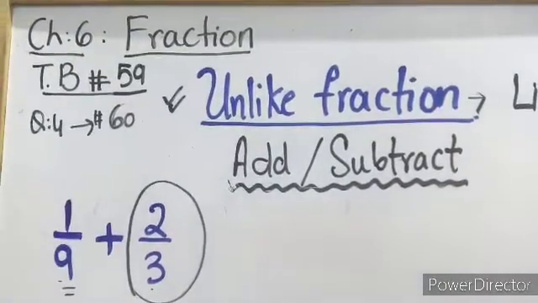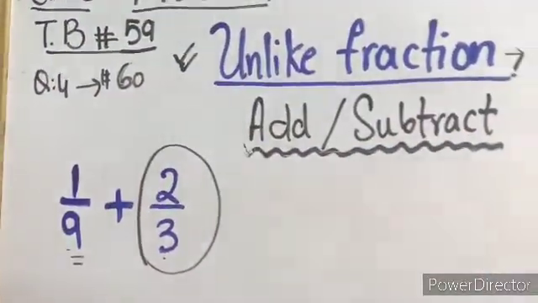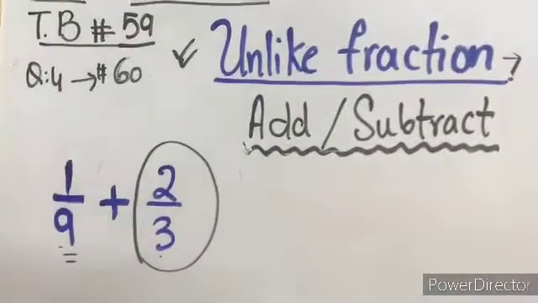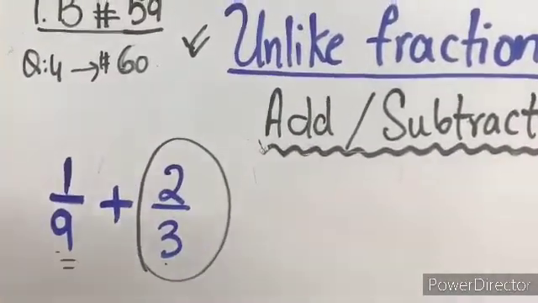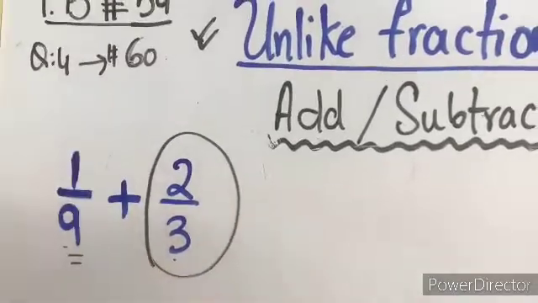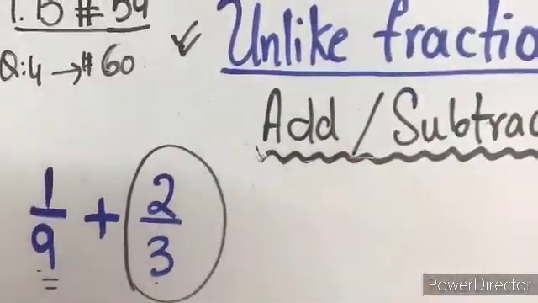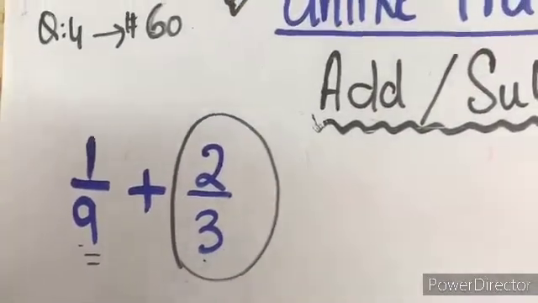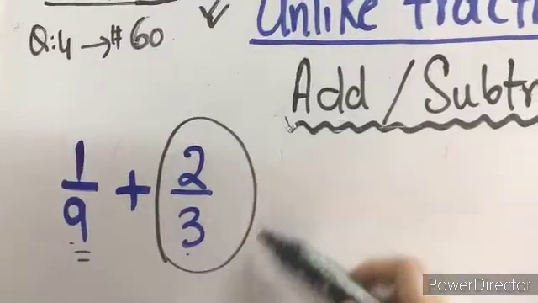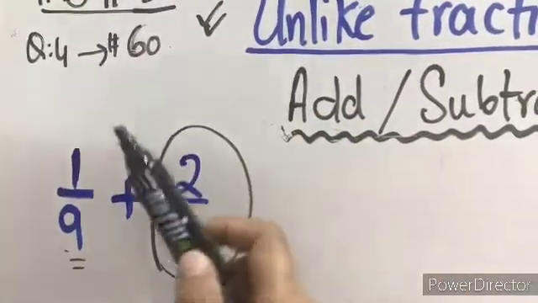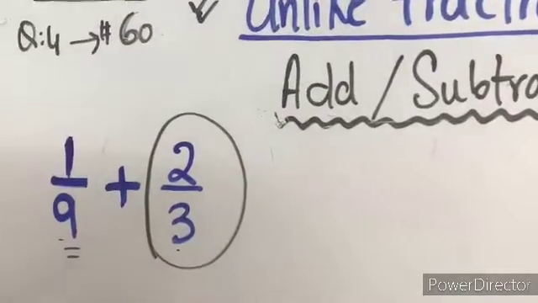See students, here is another example. It is question number 4 on page number 60 of the textbook. I just want to show you, because every time it is not necessary to change both the fractions. Okay, it's a clear example of an unlike fraction, we know, because the denominators are different. I just want to show you, sometimes changing only one fraction can give you the same denominator.